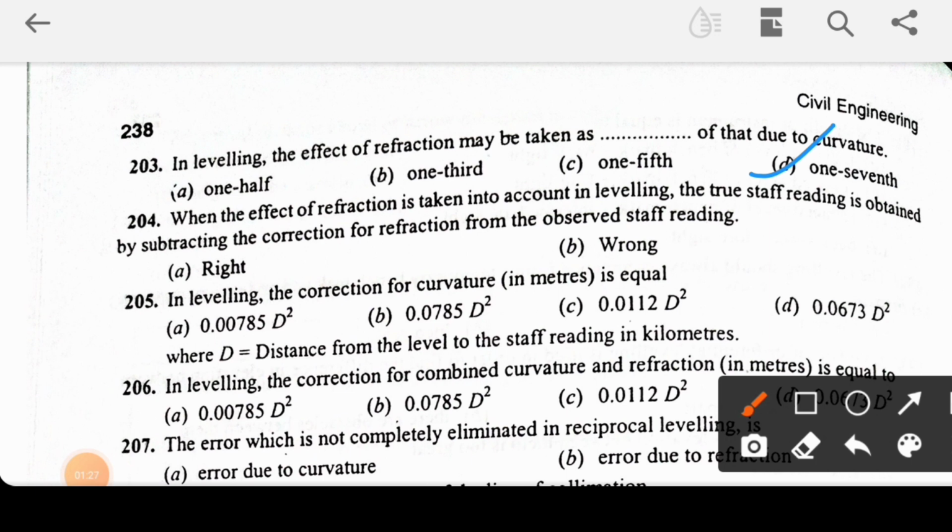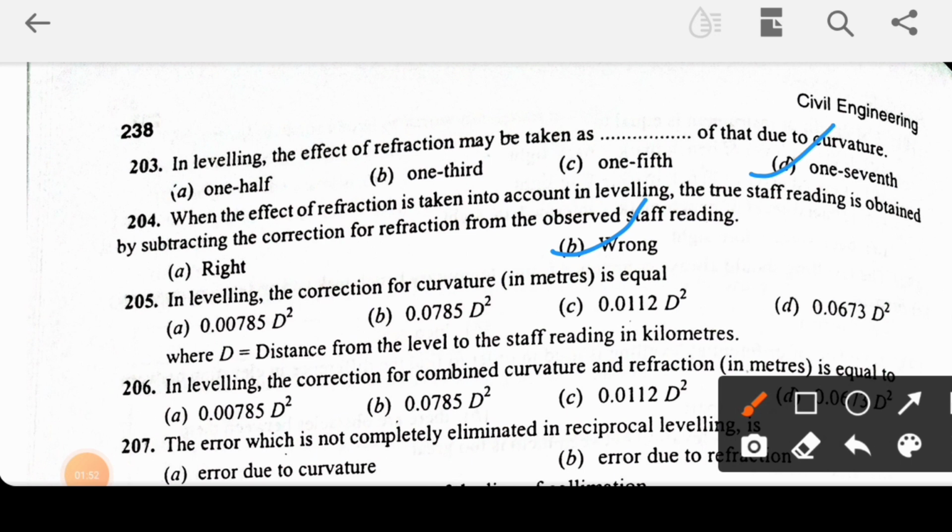When the effect of refraction is taken into account in leveling, the true staff reading is obtained by subtracting the correction for refraction from the observed staff reading. It is wrong. This statement is wrong.